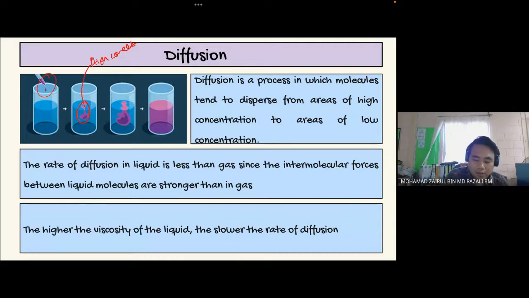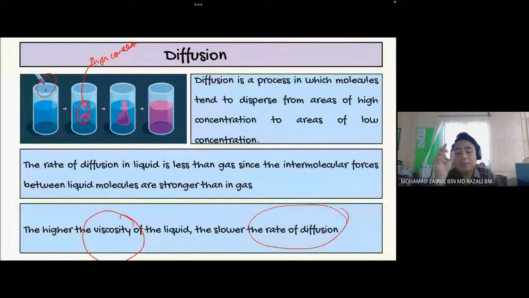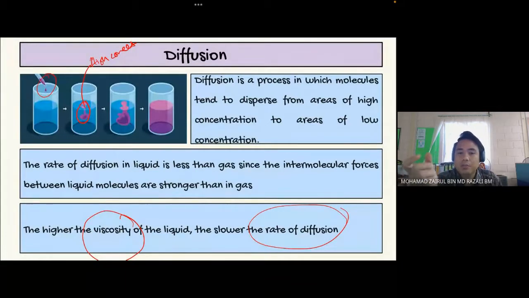Okay, so higher viscosity, slower the rate of diffusion. Maknanya sebab apa? Viscosity lagi tinggi, maknanya dia lagi likat, dia lagi pekat. Lagi pekat solution awak tu ataupun lagi pekat liquid apa, maknanya the intermolecular forces is stronger. Maknanya particle tu are held strongly. Kalau particle tu are held more strongly between each other, dia susah nak pass through each other. Sebab itulah diffusion akan berkurang. Okay, any question? Ada soalan?